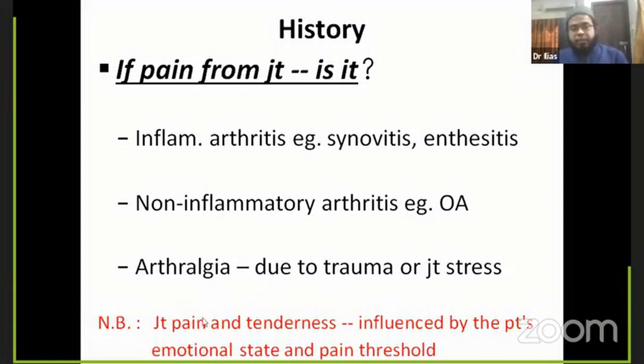And one thing is very important: joint pain and tenderness could sometimes be influenced by the emotional state and the pain threshold of the patient. You know, the pain threshold is lower in females, and the pain threshold is higher in males.